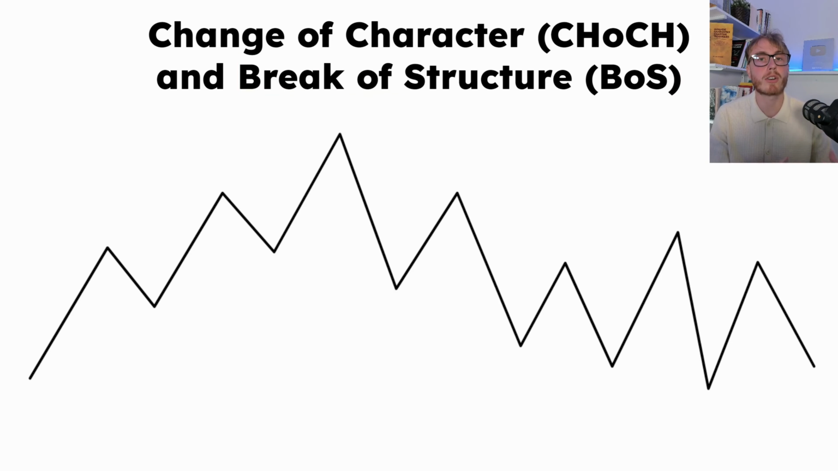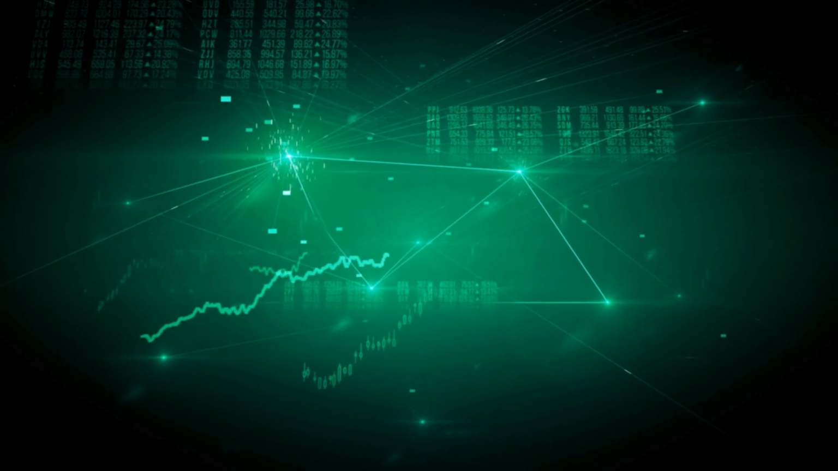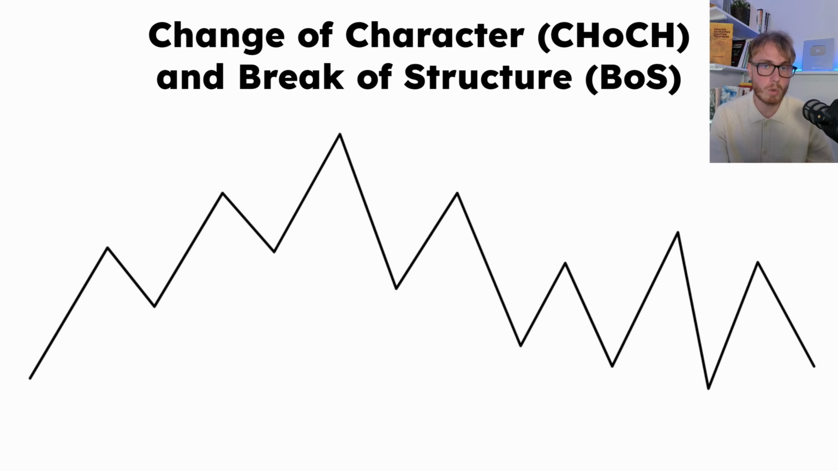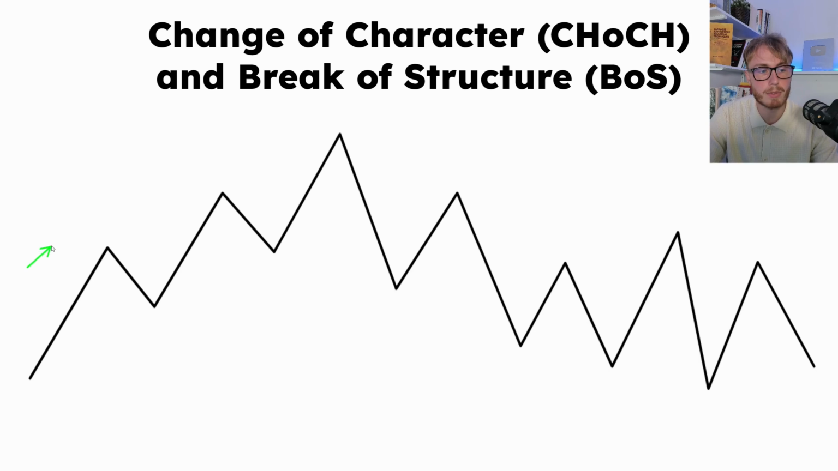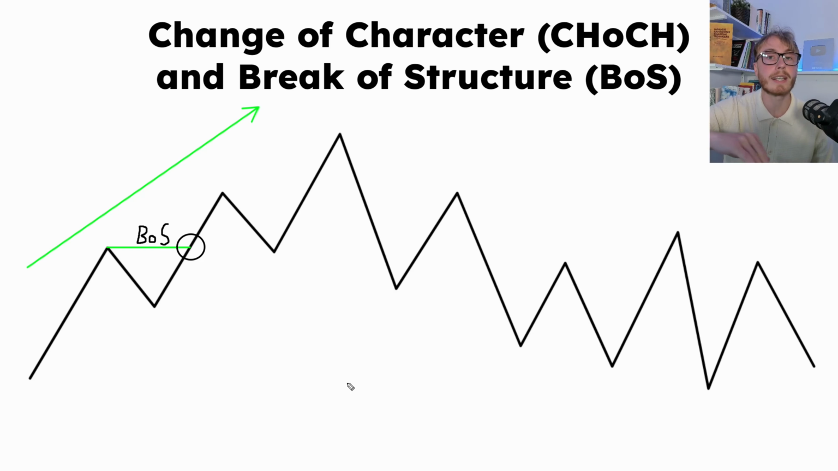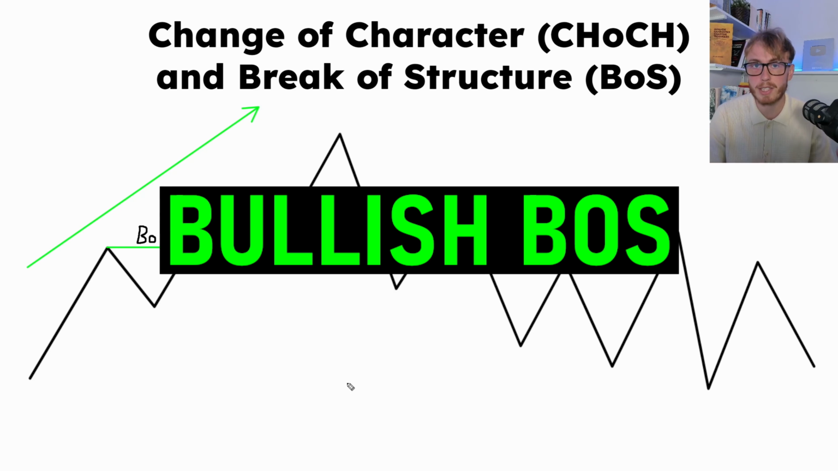A break of structure occurs when the price breaks a higher high within an uptrend or a lower low within a downtrend. So for example, right here, you can see that this market is in an uptrend. And when the price pushes above this point right here, the price breaks to a new high within an uptrend, and therefore this is a break of structure, or for short BOS. When we're talking about break of structures in uptrend, we can call this a bullish break of structure.